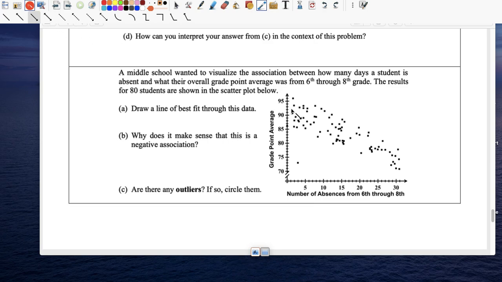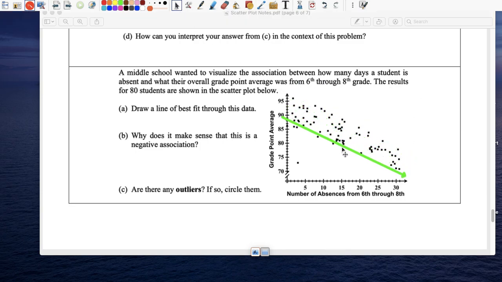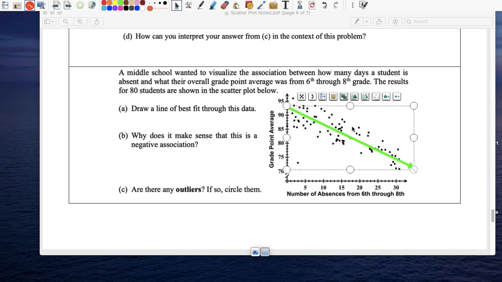Let's draw the line of best fit. There we go. It wouldn't be that one. That's definitely not the line of best fit. You want to put it somewhere where it looks like half of the data is above the line and half the data is below the line, or where it's closest to all the points. So this line right here is the line of best fit.